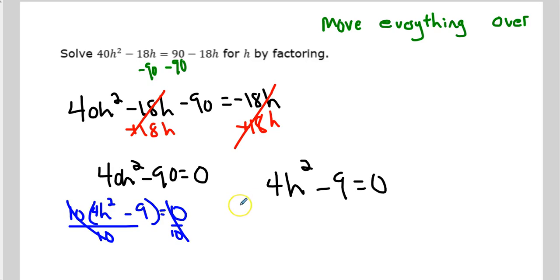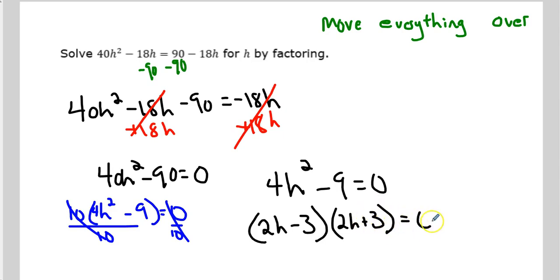Okay? Now, if you notice, we have another difference of squares. So I'll take the square root of the first term. Square root of 4 is 2. Square root of h squared is h. Square root of 9 is 3, so I have minus 3. Same thing again, except now we have a plus. Set each of my factors equal to 0. So we'll do it up here. So I have 2h minus 3 is equal to 0, and 2h plus 3 is equal to 0.